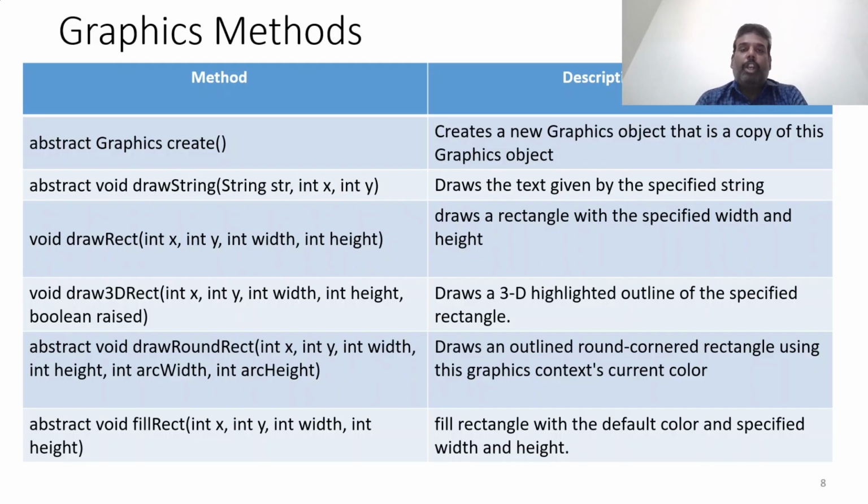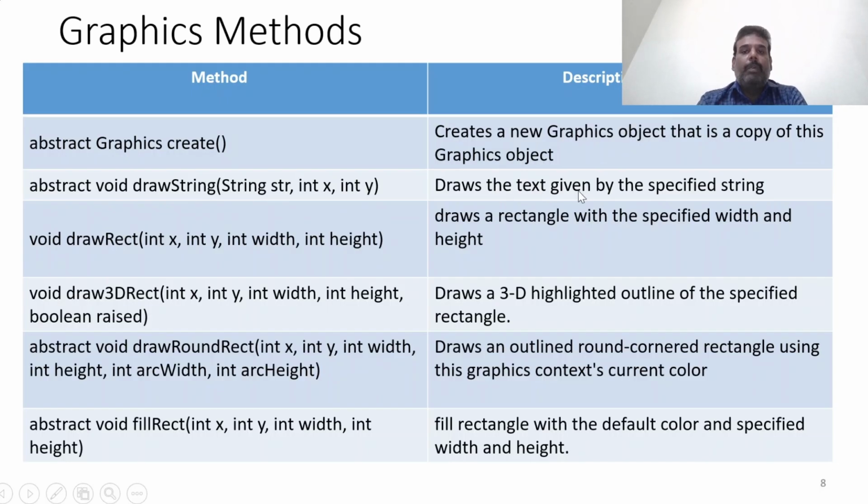Everywhere we cannot use text functions. So the AWT package is what you use if you want animations and graphical visuals embedded in your program. We can use these methods. First, create: it is a function which creates a graphics object, that is, a copy of this graphics object. Second, if you want to draw a string, you have to write a string. So these are the methods.